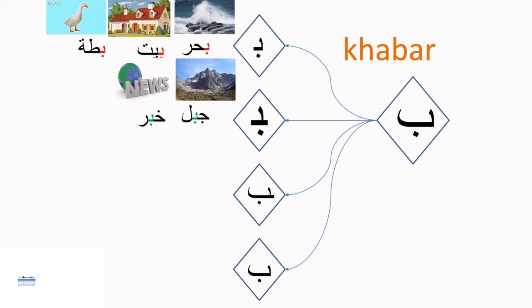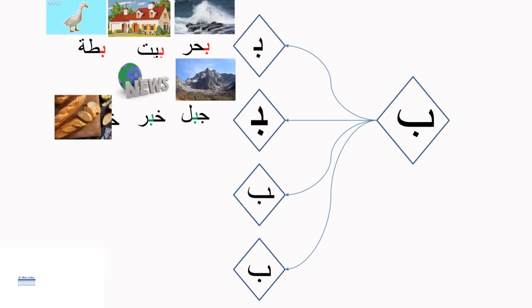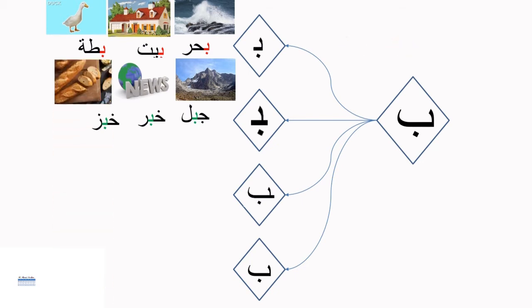One more thing, the letter kha, the first letter in this word, the sound is not available in English. Kha is coming from the throat. Just imagine something stuck in your throat and you're trying to remove it. Kha, khabar, okay? The third example, khubz. Khubz means bread.